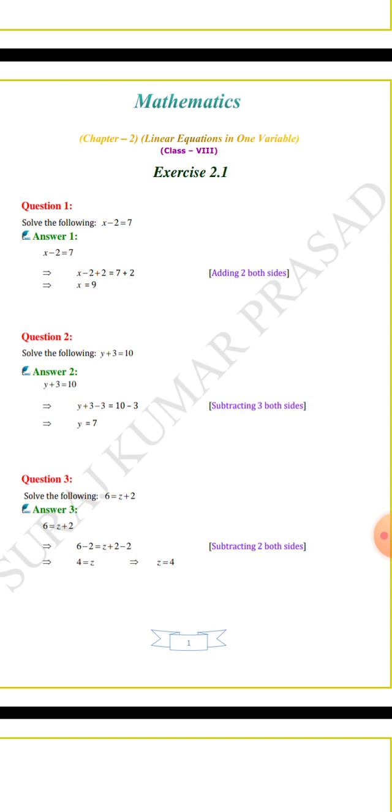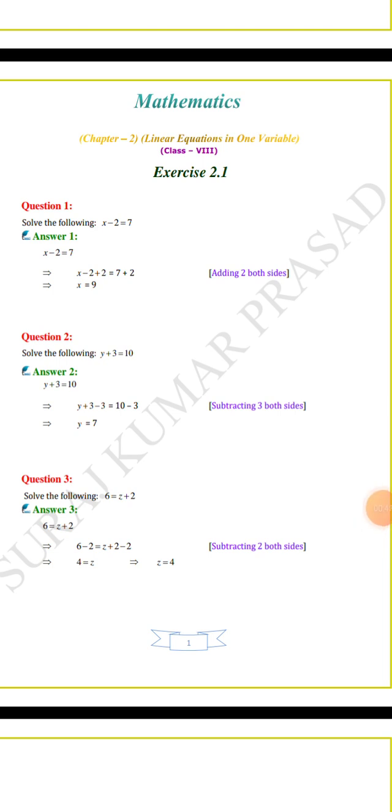Question number 2. Solve the following: y plus 3 is equal to 10. By subtracting 3 on both the sides, we get y plus 3 minus 3 is equal to 10 minus 3. Then the value of y is equal to 7.